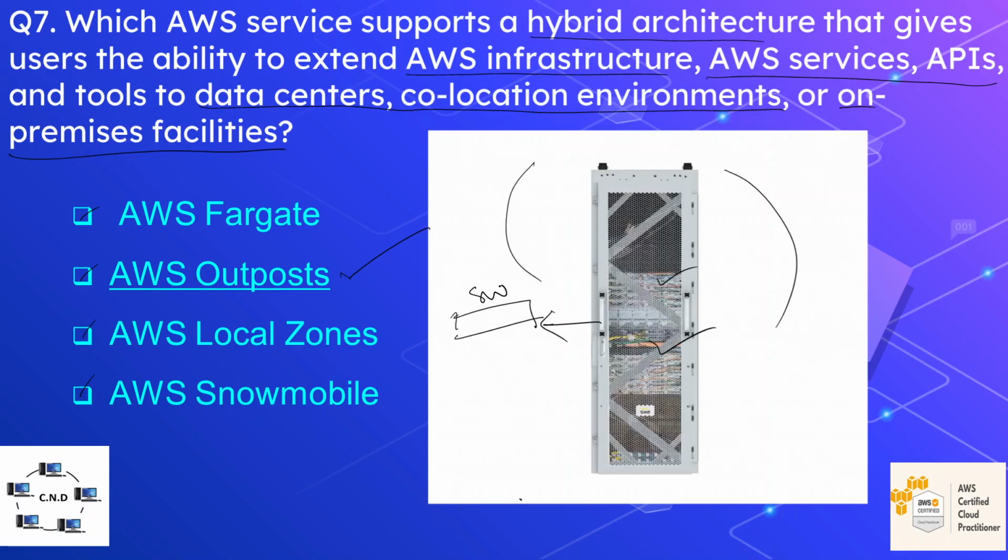This can be installed inside the user's data center. Let's suppose this is a switch, and then the user can use the AWS services inside their own location through this host. This is basically a 42U rack that contains all the services.